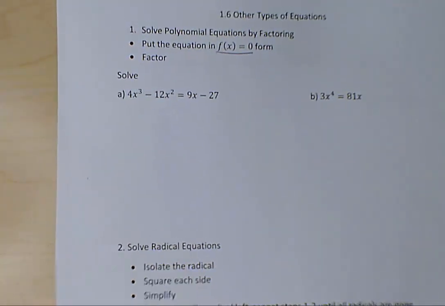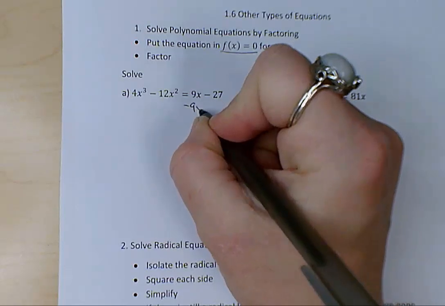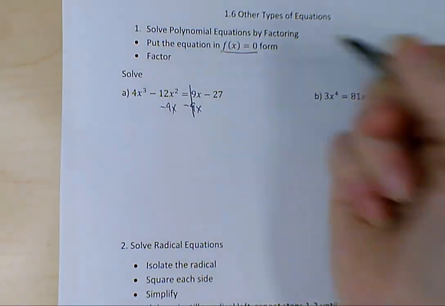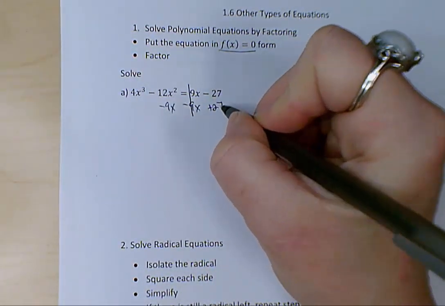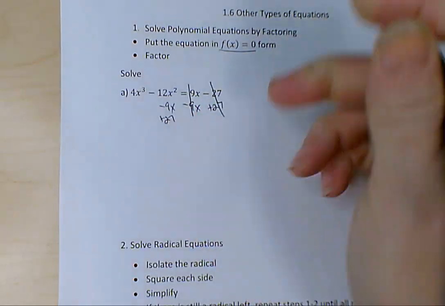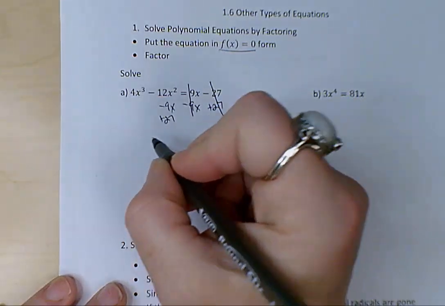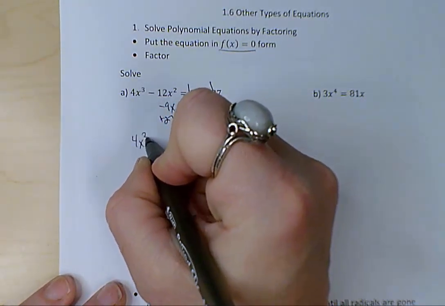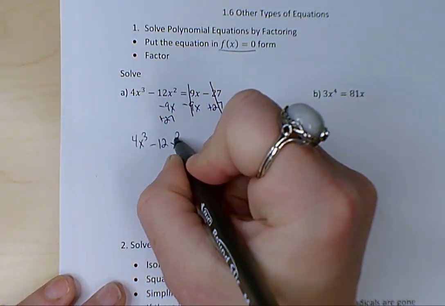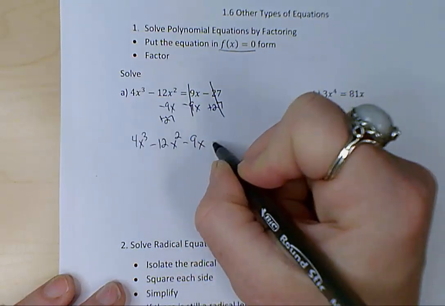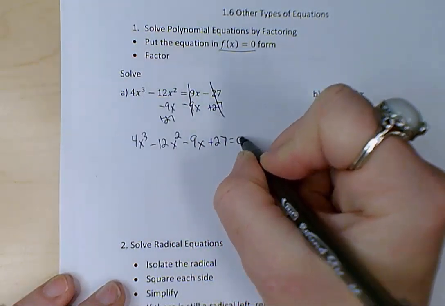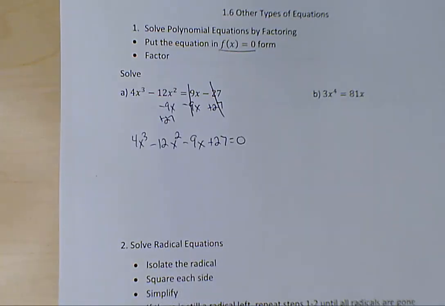So jumping right into example A, the first thing I'm going to do is move that 9x over. I'm going to move that 27 over as well so that it's no longer on the right-hand side. So my equation would look like 4x cubed minus 12x squared minus 9x plus 27 is equal to 0. So think of it as putting it in quadratic form before getting started.